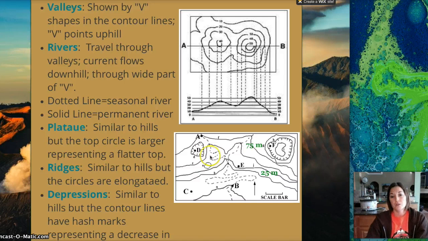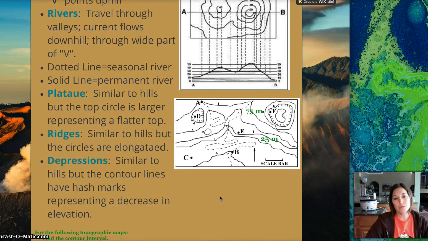So for this particular map down here, this river is flowing southwest. This river is flowing southeast, and they join right here and they begin to move south, and they meander through there and then come down here through point B. So the rivers flow downhill through the opening of the V on the contour line because the opening of the V points downhill, which is the direction that rivers flow.